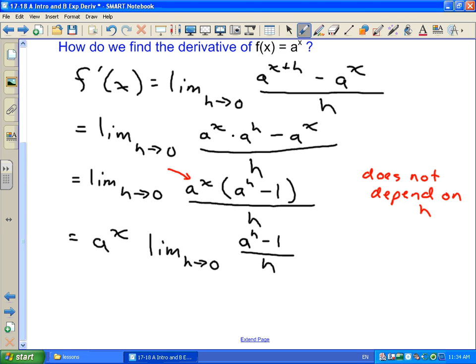So our derivative is our original function, a^x, because we're trying to find the derivative of a^x, multiplied by this limit here. How do we evaluate this?